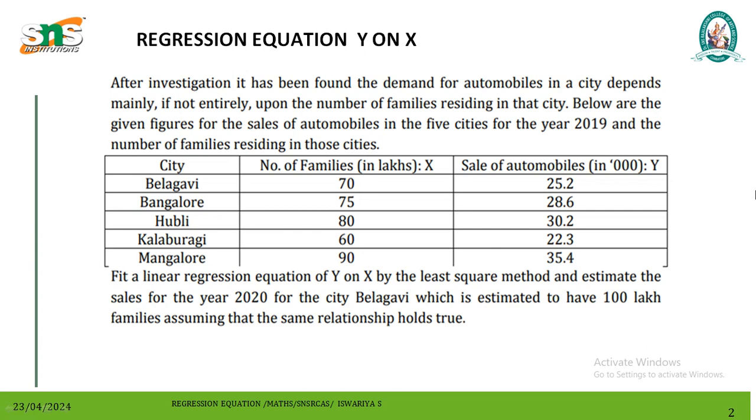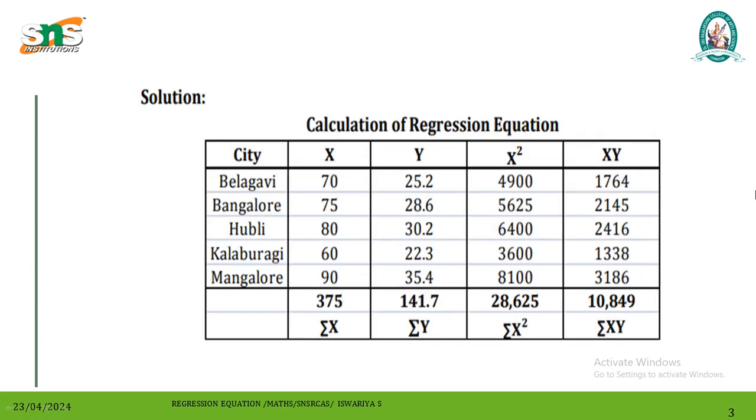The first data, that is the number of families, we take as x, and the sales of automobiles we take as y. We have to fit a linear regression equation of y on x by the least square method and estimate the sales for the year 2020 for the city Belgavi, which is estimated to have 100 lakh families. Assume that the same relationship holds true. So now we are going to solve the problem.